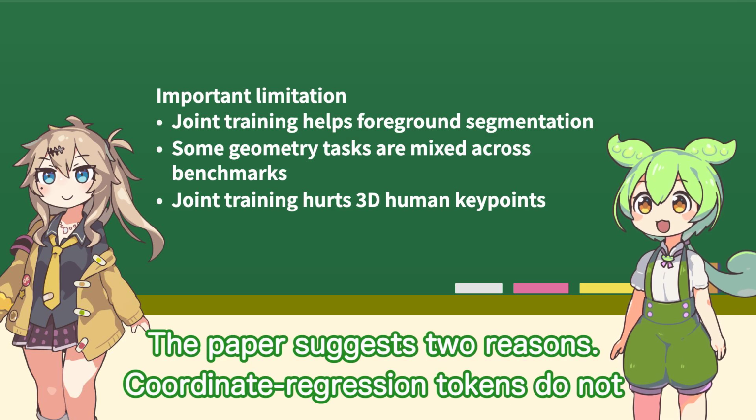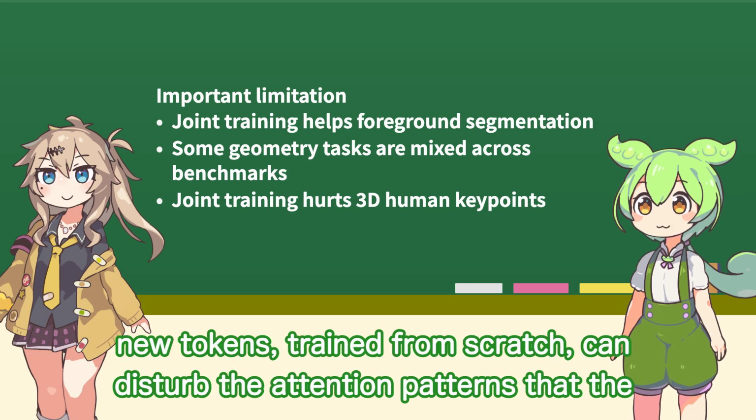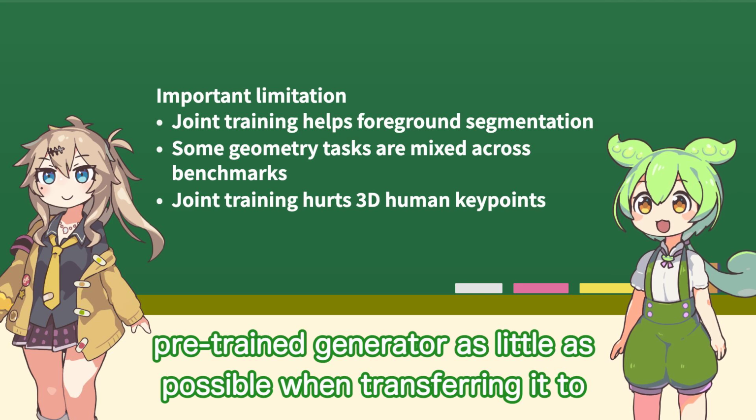The paper suggests two reasons. Coordinate regression tokens do not match the continuous pixel space format used in video pre-training. And new tokens trained from scratch can disturb the attention patterns that the backbone had already optimized. The broader lesson is to modify a pre-trained generator as little as possible when transferring it to perception.